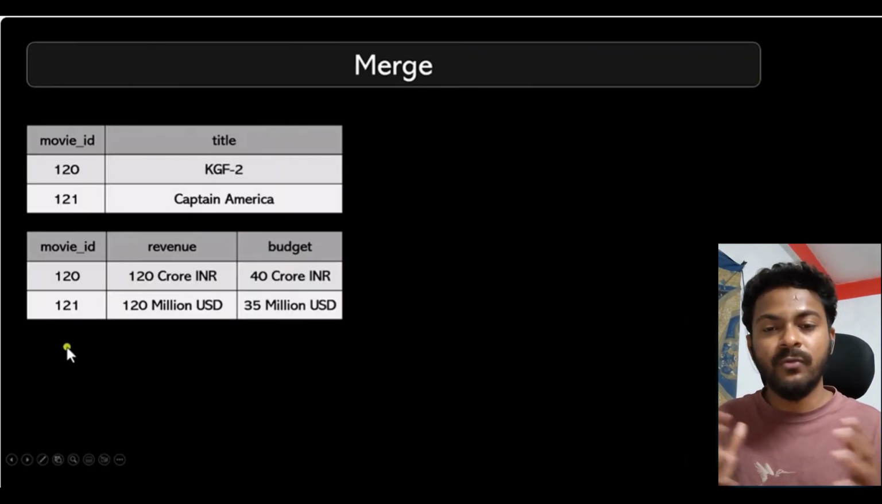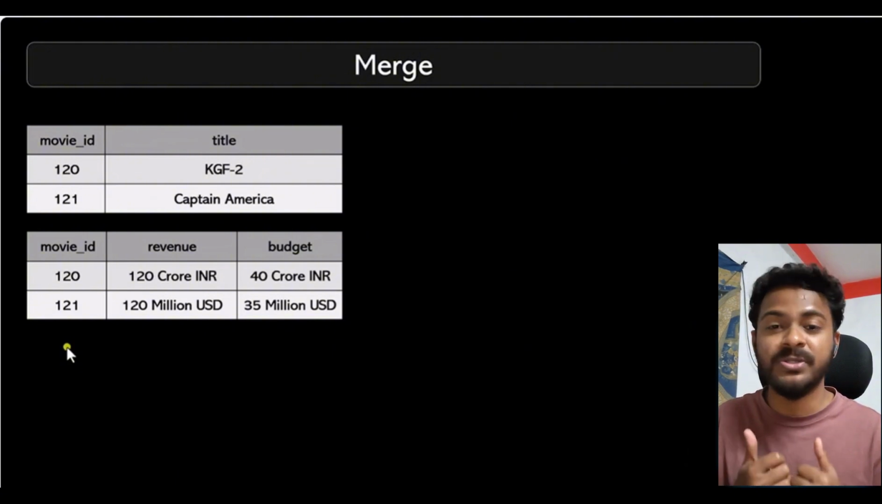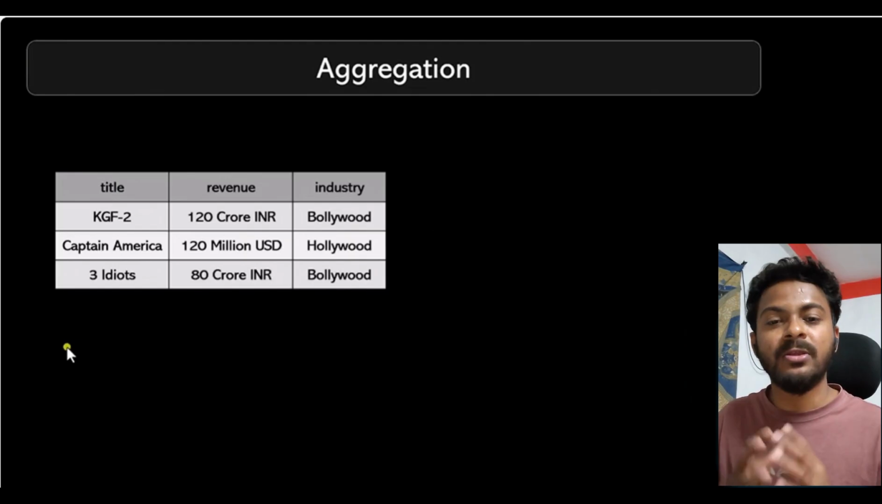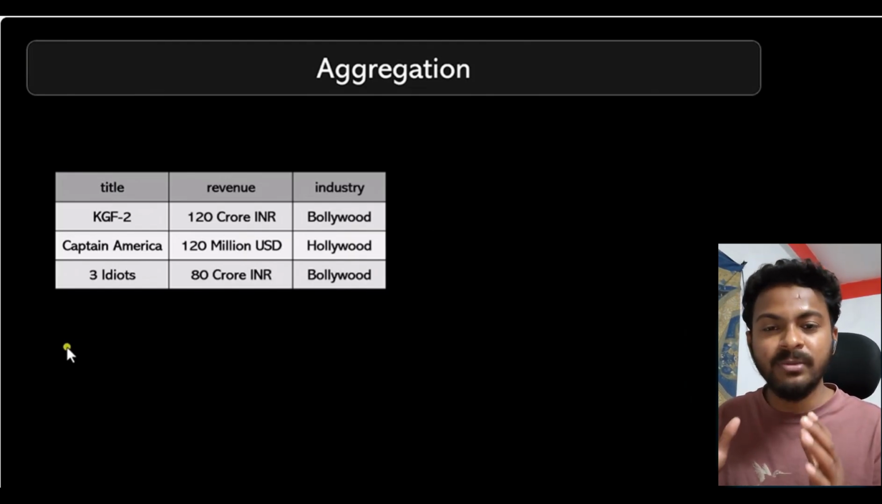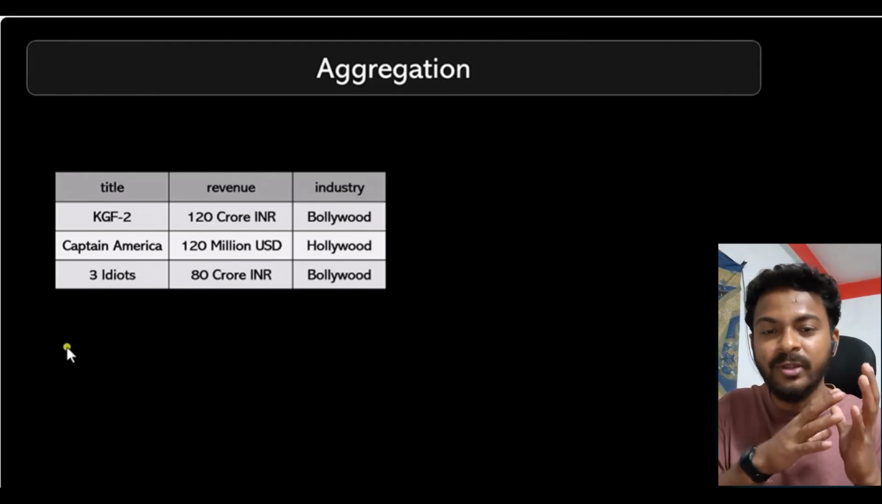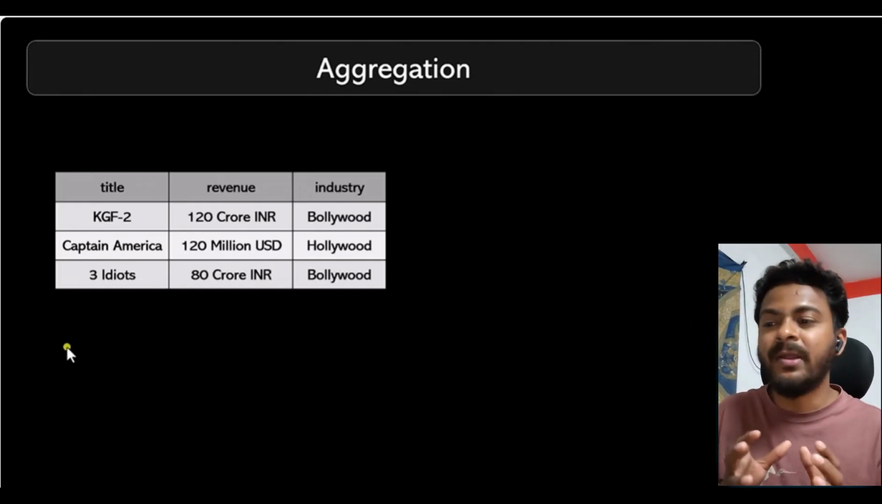The third type of transformation could be merge. Let's say we have two datasets. One is movie ID and title, and the second one is movie ID, revenue and budget. In Python I can do that easily by using the merge function. Another form of data transformation could be aggregation, where I have some data and I want to aggregate. I want to get some sum, average, mean, max, standard deviation, etc. So these are all aggregation functions.